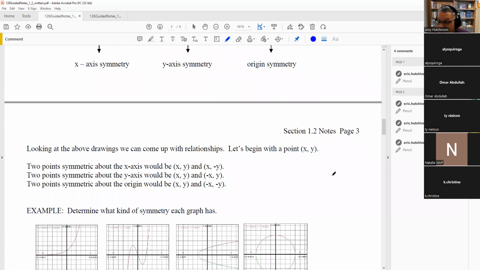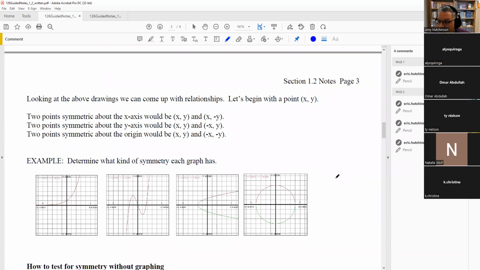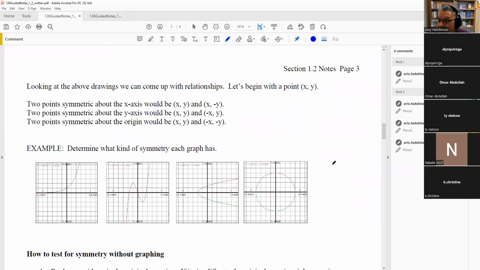Okay, so we're first going to start off by looking at a couple pictures, and we're going to tell what kind of symmetry each has just by looking at the picture itself. Again, with pictures you can think of fold lines, where you fold something over, or if you're looking for origin symmetry, you just look at whether there's the same thing in opposite quadrants.